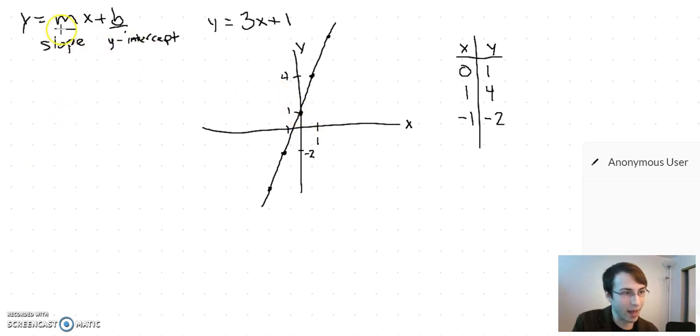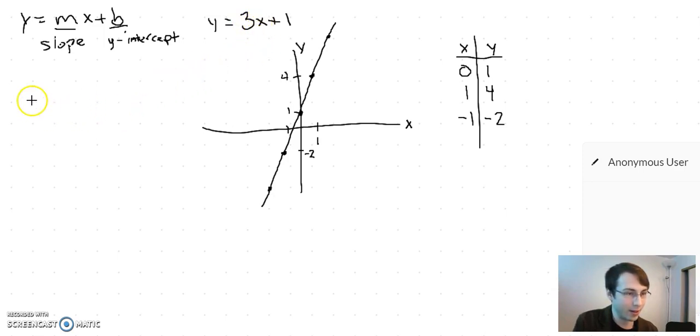And then m is the slope. Well, the slope is just the amount of rising you do for every step right. So if you go 1 over right, you go 3 up here. Likewise, if you start here and you go 1 over right, you go 3 up. So that tells us kind of how steep our line is.